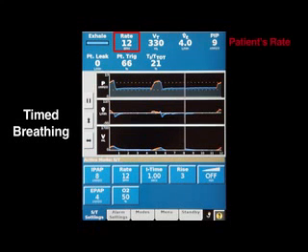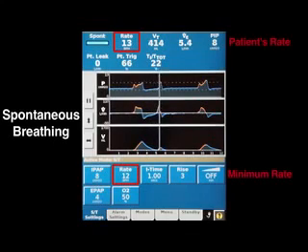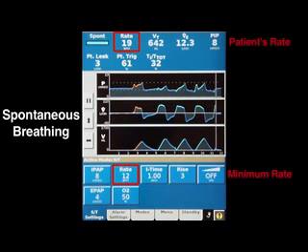If the patient's respiratory rate is slower than the minimum rate, the ventilator triggers the additional breaths at regular intervals, delivering IPAP for the duration of the I time. If the patient's respiratory rate is faster than the minimum rate, the patient triggers all breaths and the ventilator delivers IPAP whenever spontaneous inspiration is detected.